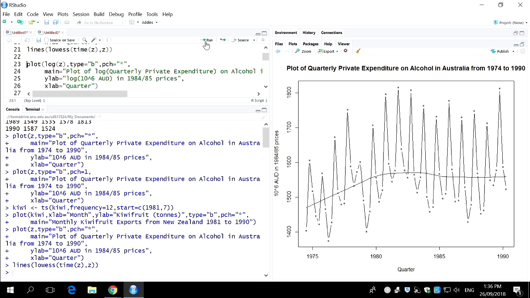Okay? And the way you run lowess is pretty simple. You say lowess, you give it the x value. Well, the x values are the times, and the y value, or the vertical value, is the z. So lowess of times, z, and that'll put the curve on the plot.